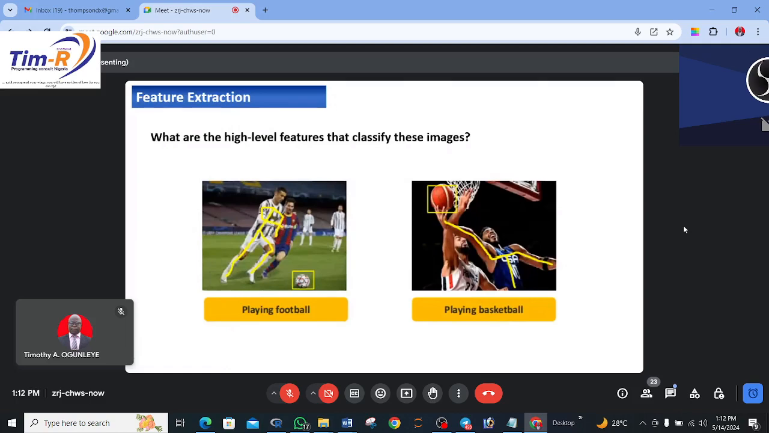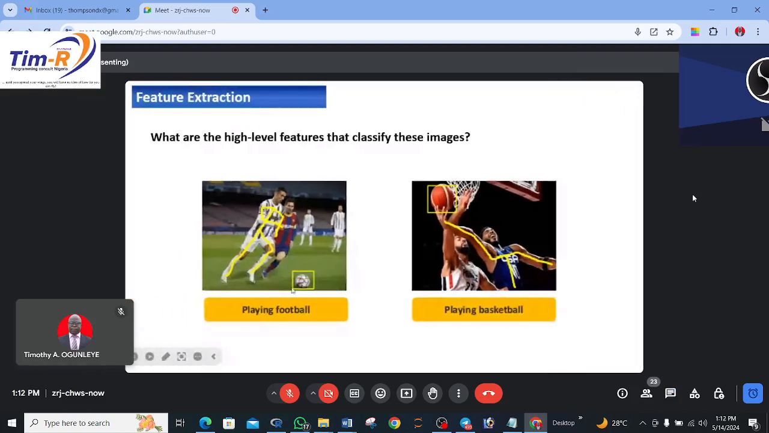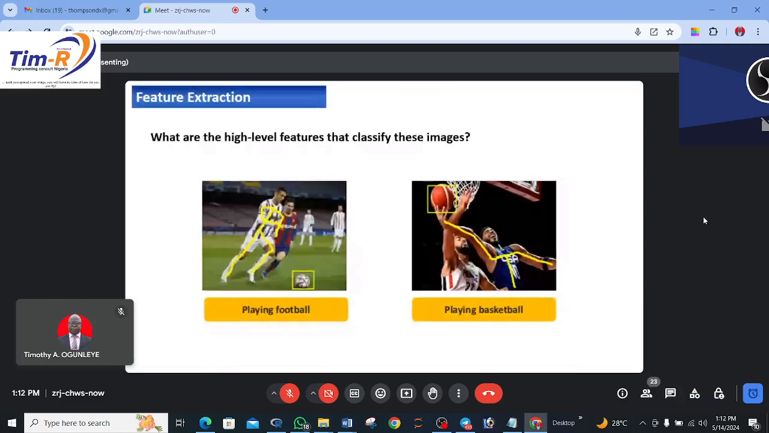This is posture or gesture. And as well, we also have the ball, the football there. So also is part of the high level feature that classify this image as playing football. And here also for the basketball, we have the player, the way they always stretch their hand, the way they pose while playing, and the basketball itself also is a high level feature to classify this image as okay, people are playing basketball here.